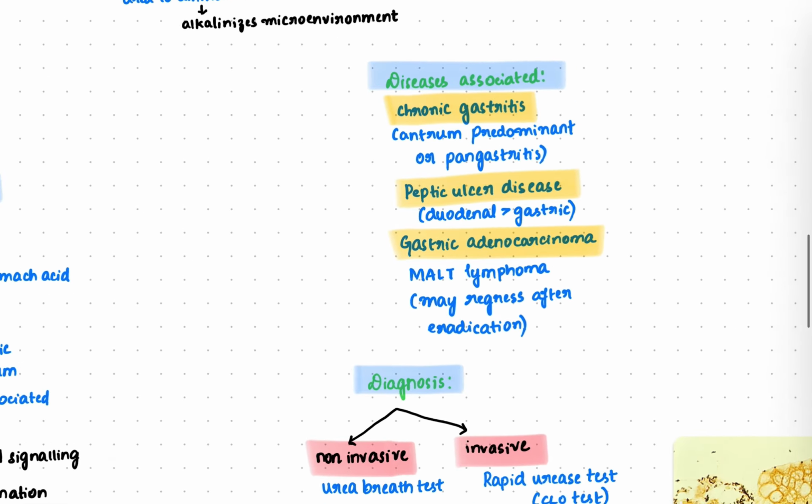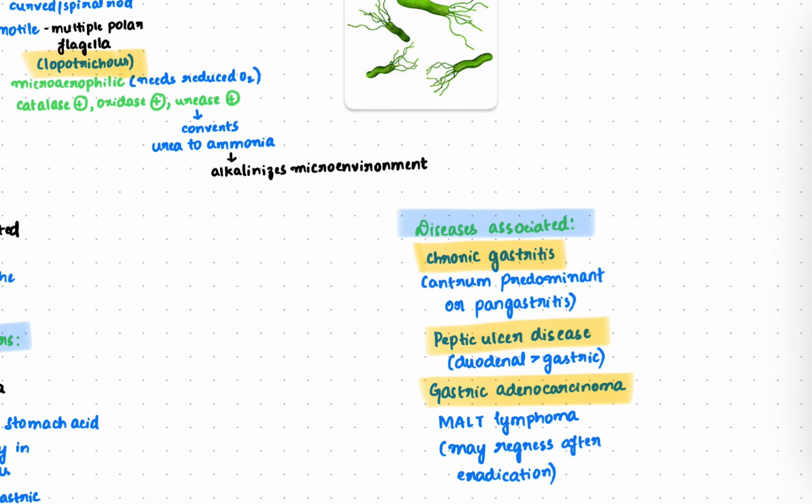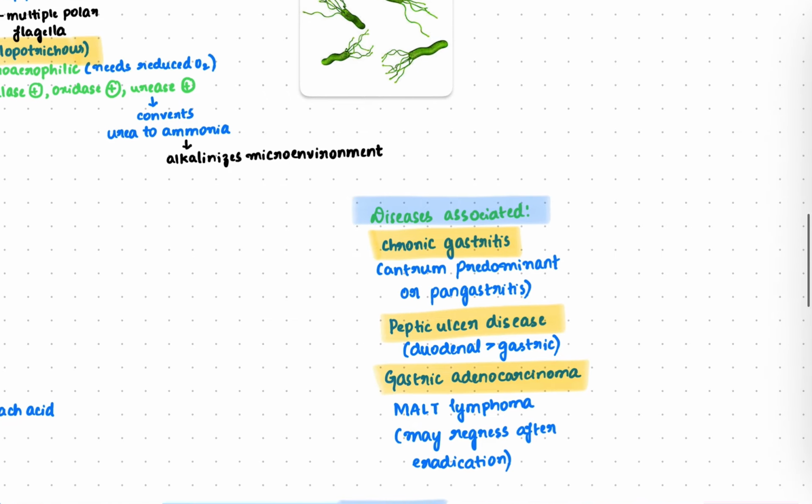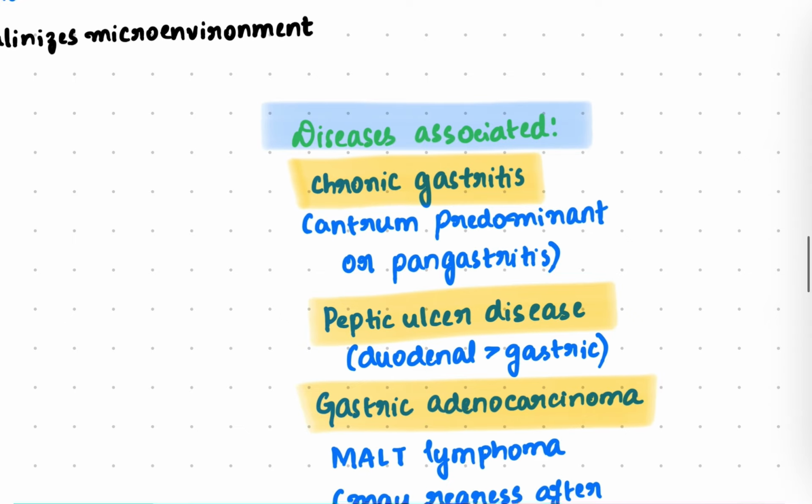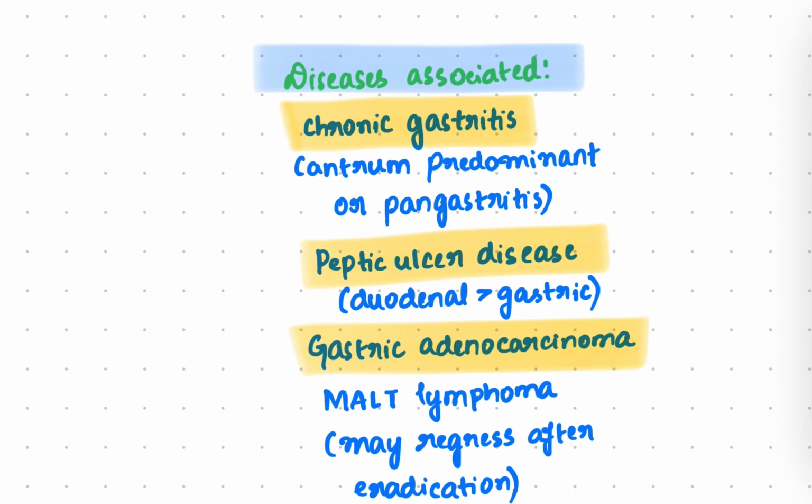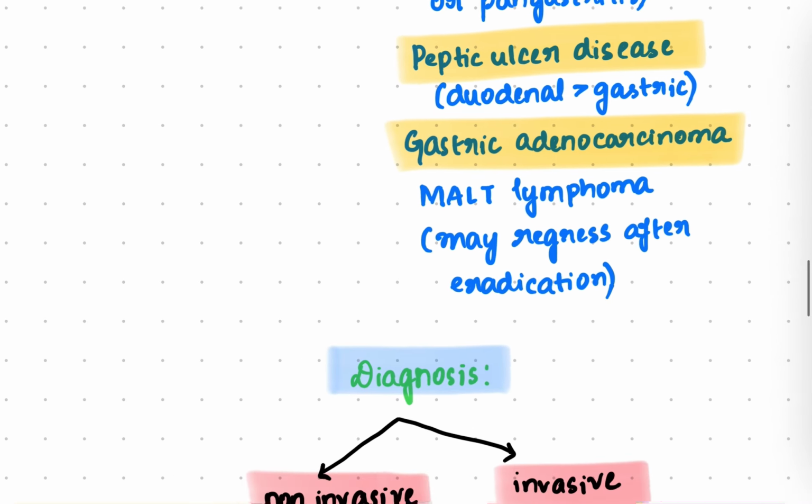Coming to the diseases associated with this condition. Helicobacter pylori will cause chronic gastritis, either antrum predominant or pan-gastritis, and peptic ulcer disease, where duodenal peptic ulcer disease is more common than gastric peptic ulcer disease. It also causes gastric adenocarcinoma and MALT lymphoma. MALT lymphoma may regress after eradication of this organism.